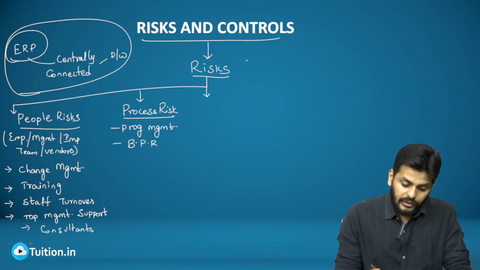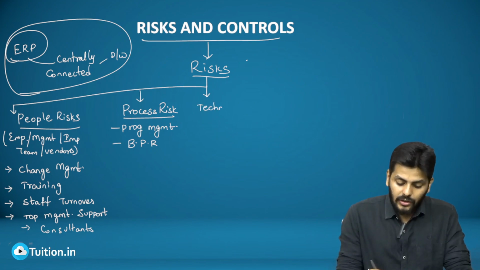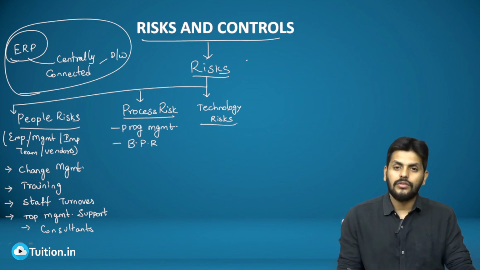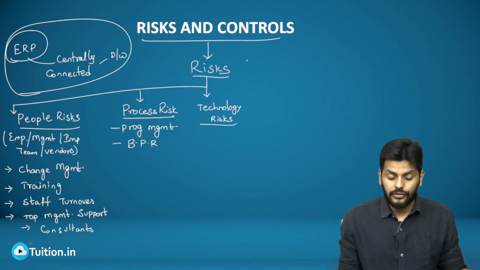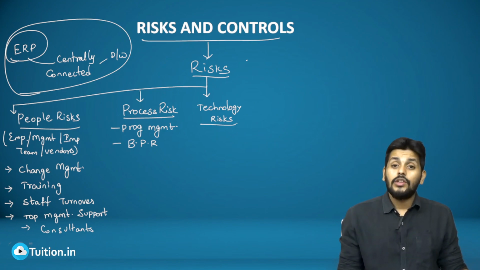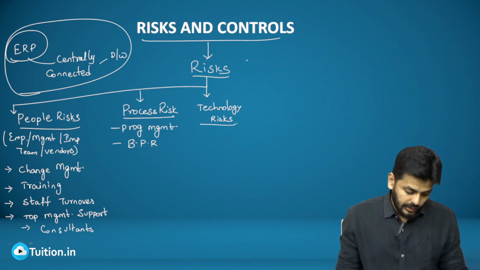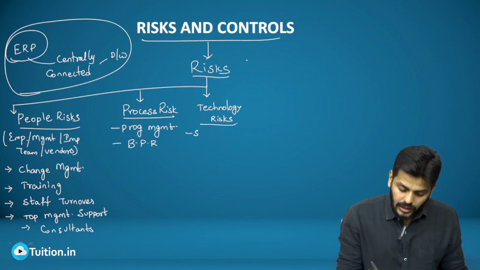The third category of risks in ERP is called technology risk. Technology risks. Now, when you say technology risk, technology upgradation can be a risk, technology change can be a risk, software adaptability can be a risk. Let's look at some of the technological aspects. First one, software functionality.